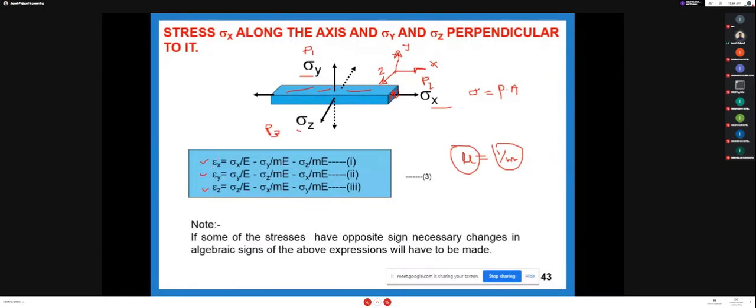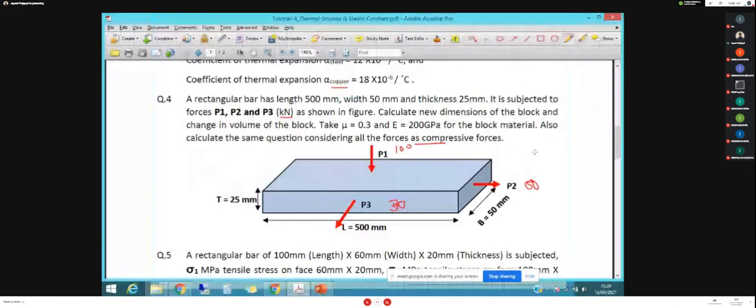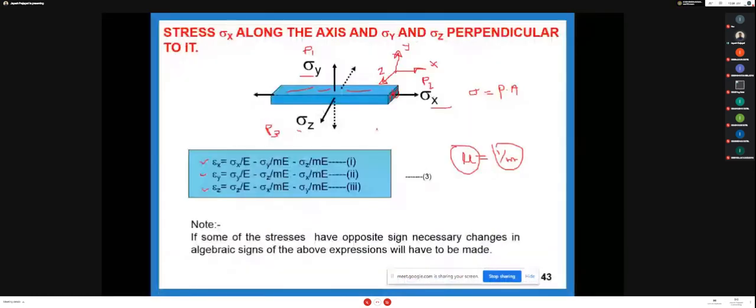Same equation you can see here. Strain x is equal to sigma x upon E without any Poisson effect, and in the other two you have to take the Poisson effect. Sigma y and sigma z, you take the Poisson effect. So 1 upon m, that is the Poisson ratio, and we also know it as mu. It is given in the data that mu is equal to 0.3, means the Poisson ratio mu is given.